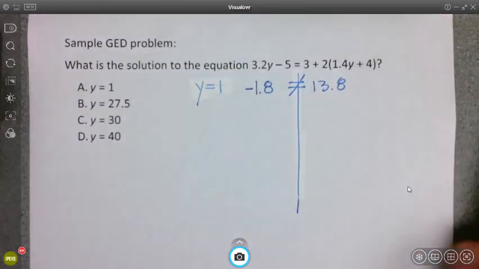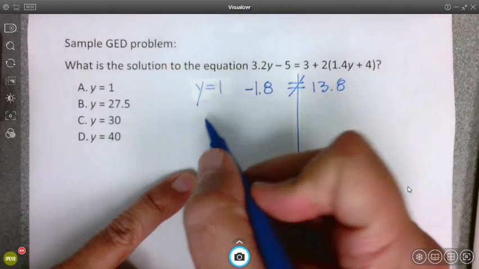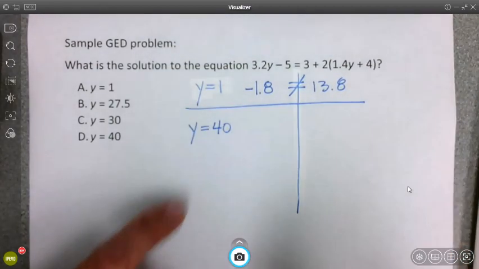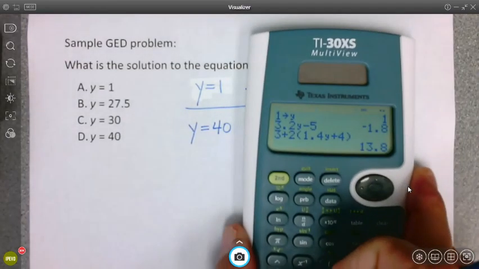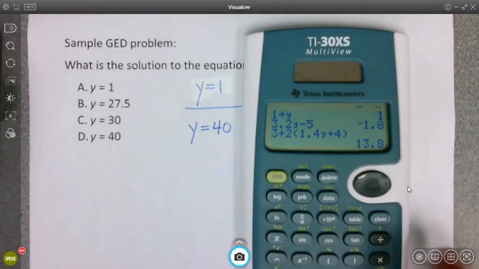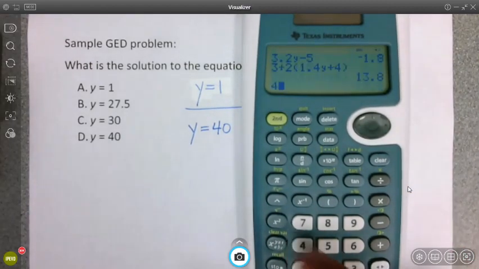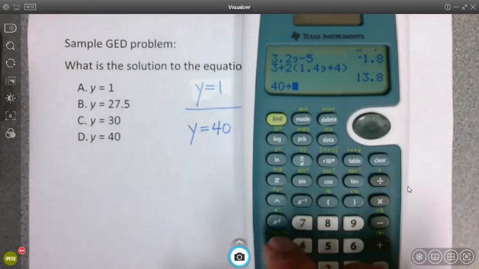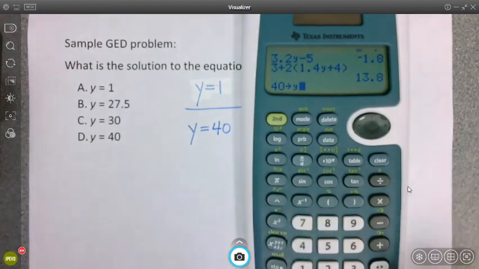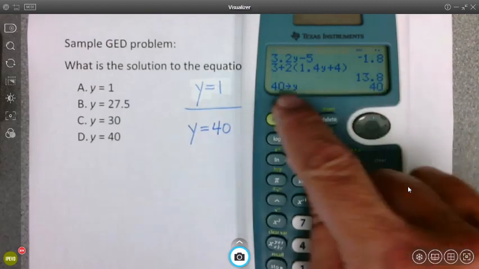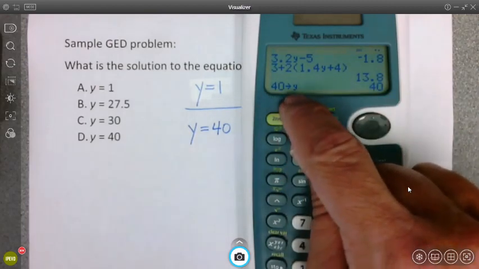All right, so how do I try something different? Now, just to cut to the chase, I'm going to go ahead and pick the answer that I know is correct, which is y equals 40. How do we use the calculator to now check for this guess of y? Well, it's quite easy. First of all, we need to make sure that the calculator knows that y is now equal to 40. So I type in 40 on the calculator, the store button again, and I again hit the variable button until I get a y. I hit enter. That now tells me that 40 is stored in the calculator for the variable y.